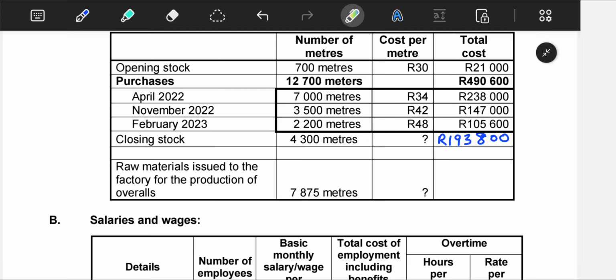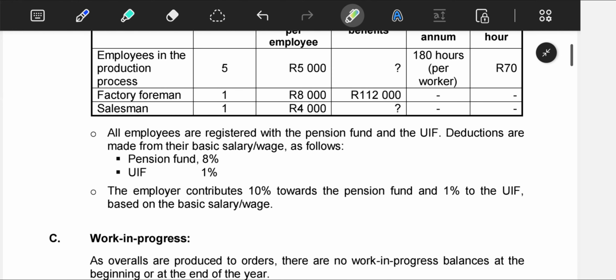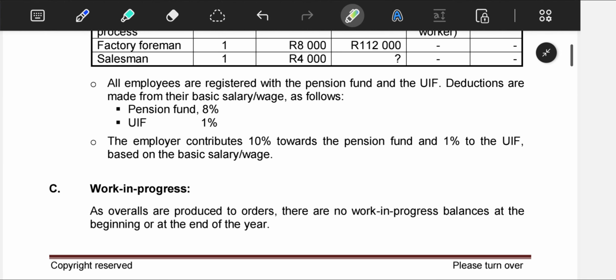opening work in progress and also consider your closing work in progress, and you check how many meters have actually been used in producing the total number of outputs. Right, here is our work in progress. As overalls are produced to orders, there is no work in progress balance at the beginning or at the end of the year. What is the examiner telling you here? There is no work in progress, so you don't have to worry about it.